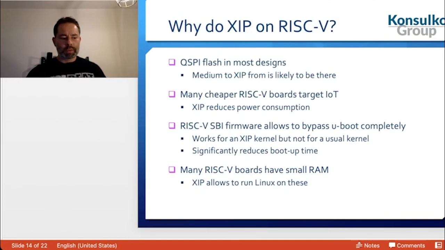One of the specific features of most RISC-V designs I have come across, and I've seen many, is that there is QSPI NOR flash in those. It exists in pretty much all the RISC-V designs out there. Since this is the primary requirement to be able to build an XIP system, it means that most of the existing RISC-V designs have a capability of running Linux XIP.